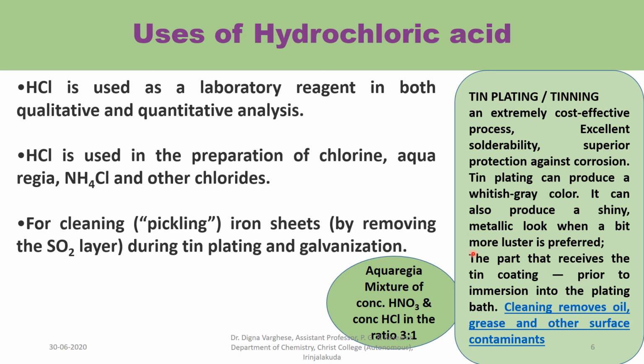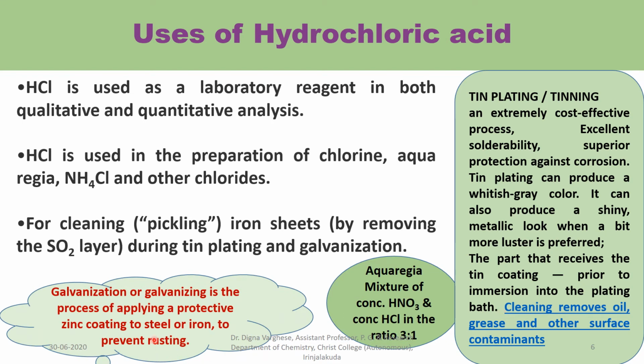The part receives the tin coating prior to immersion into the plating bath. Tin plating or cleaning removes oil, grease and other surface contaminants like sulfur dioxide, etc. And galvanization is the process of applying protective zinc coating to steel or iron to prevent rusting.